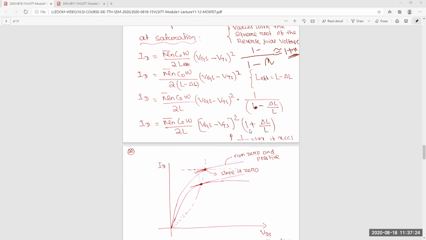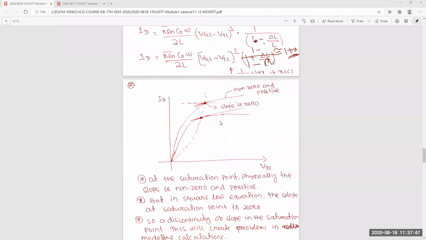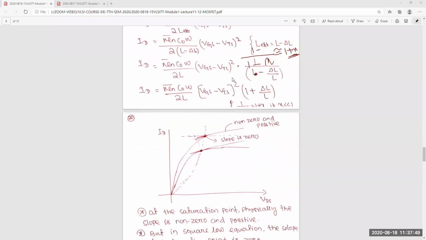So that means when you increase VDS, there is no direct VDS here, but due to the VDS increment, del L increases. So del L increases means this part, 1 plus del L by L, will increase. That's why current is increasing. Okay, got this point? Yes, sir. So this is the thing we'll add in the channel length modulation.